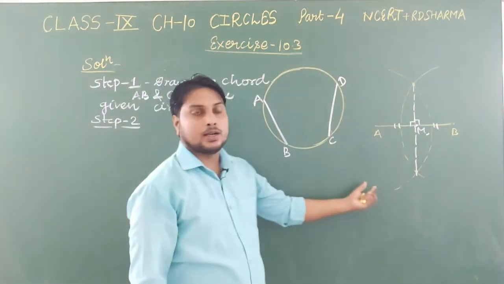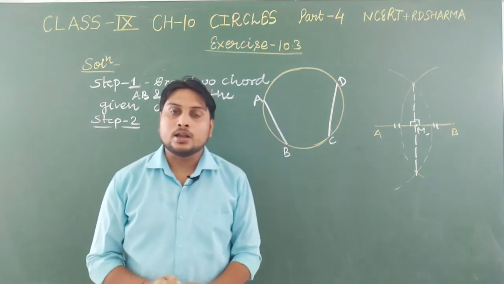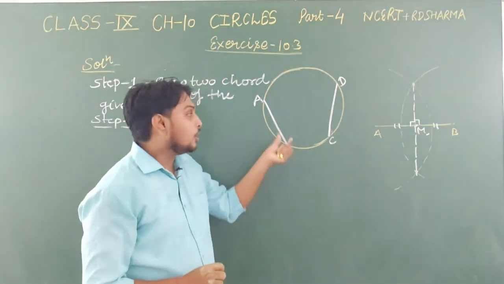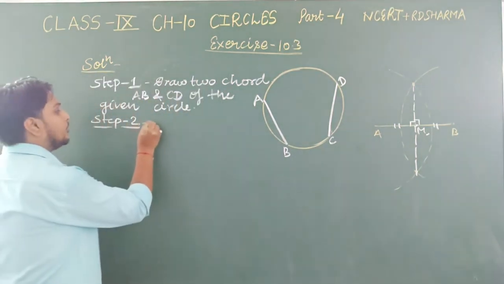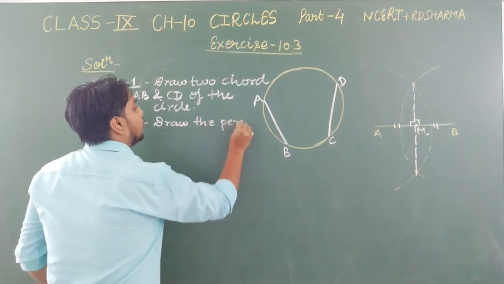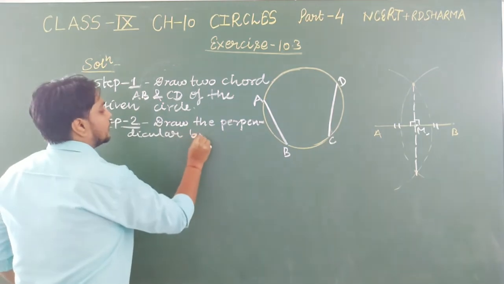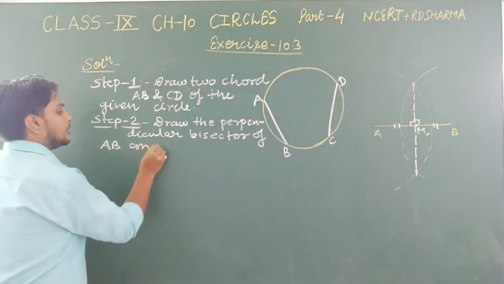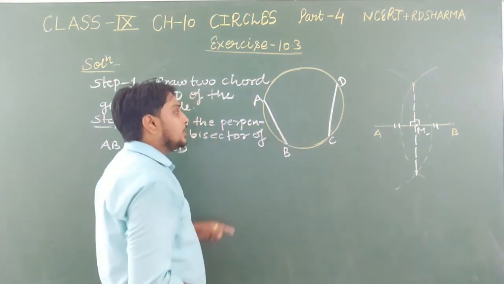Okay students, this is the method that we have learned in your previous classes, how to draw the perpendicular bisector of a line. Here, students, you have to draw the perpendicular bisector of the chord AB as well as the chord CD. So in the second step you write: draw the perpendicular bisector of AB and CD.